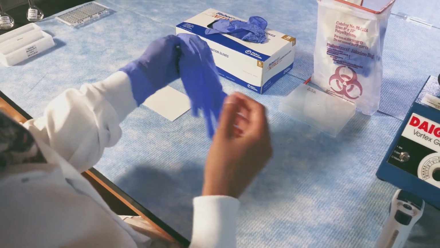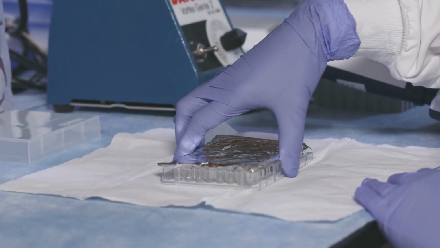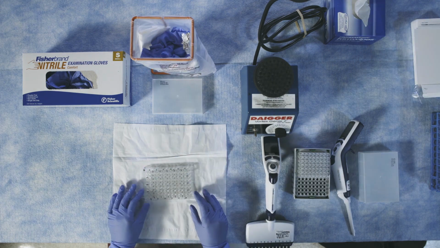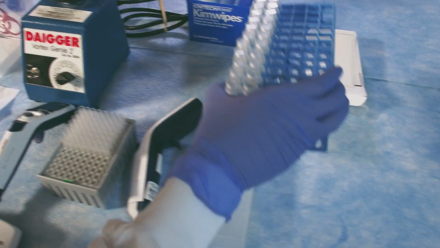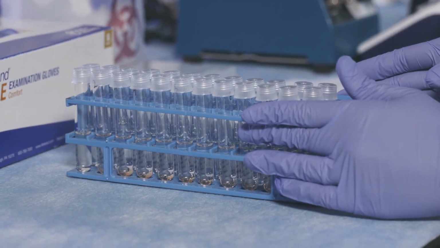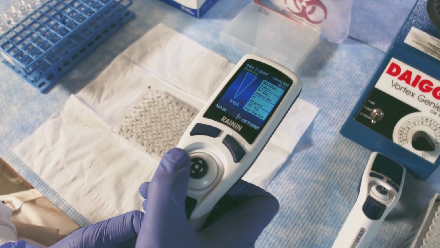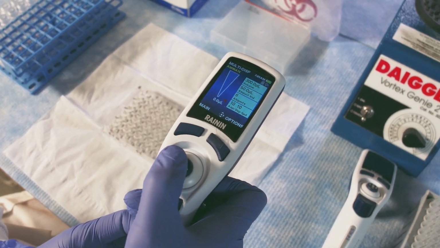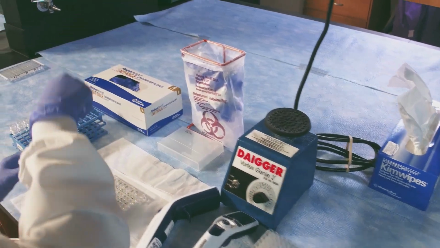Change gloves to prevent accidental folate contamination of the sample plates in the next step. To transfer an aliquot of the diluted samples to the sample plates, use a single-channel electronic pipette with the repetitive pipetting function and volume set to 50 microliters. It is very important that you thoroughly vortex mix each diluted sample prior to taking an aliquot.